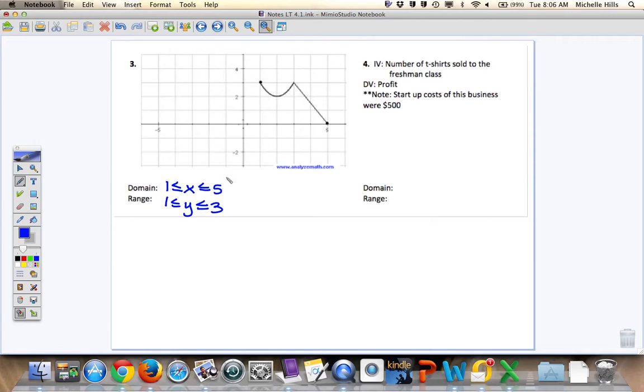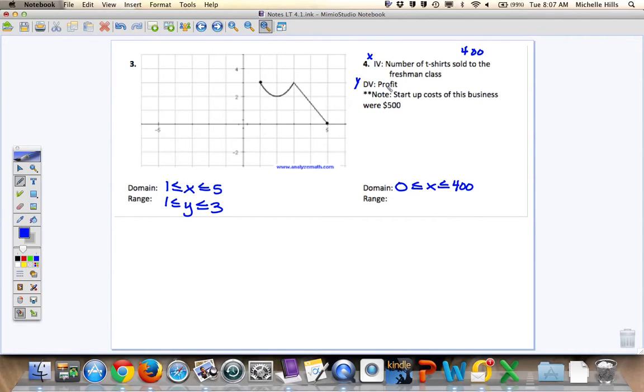Now, we're going to go back and look at 4. We have to make some assumptions or be given some information to probably do justice to this. So it says independent and dependent variables. Remember, the independent variable is the input, which is the x's. The dependent variable is the output, which is the y's. T-shirts sold to the freshman class. Well, we have 400-ish freshmen, so they might sell as many as 400. So my domain, now this is kind of wrong, but I'm going to put it down anyway and then talk about it. I could sell no T-shirts to the freshman class, or I could sell as many as 400 T-shirts to the freshman class if everyone bought them.